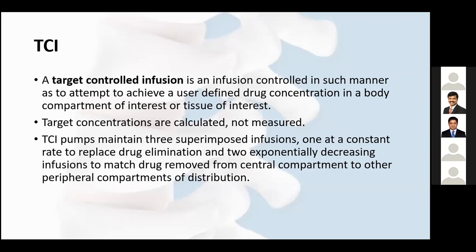Yes. So the target controlled infusion is an infusion controlled in such a manner as to attempt to achieve a user-defined drug concentration in a body compartment of interest or tissue of interest. The target concentrations are calculated and they are not usually measured. The TCI pumps maintain 3 superimposed infusions, 1 at a constant rate to replace the drug elimination, and 2 exponentially decreasing infusions to match the drug removed from the central compartments to the peripheral compartments of distribution.